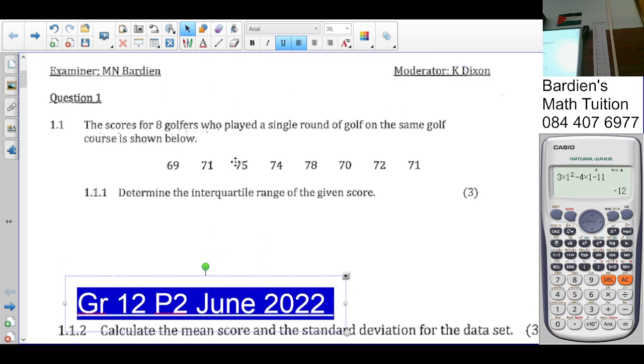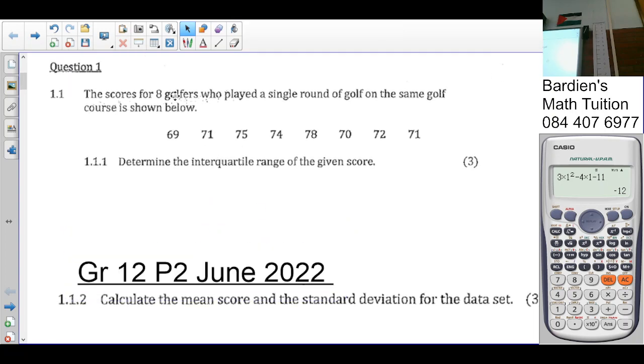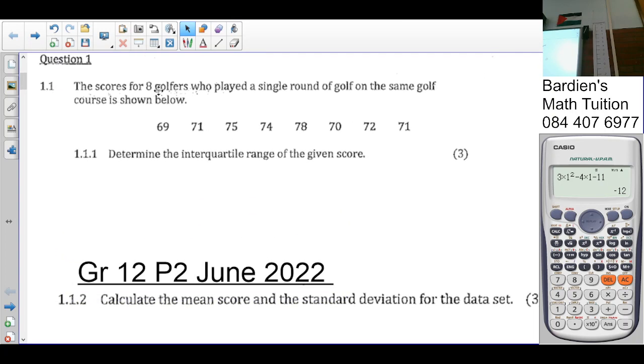So the first question. We are told in number 1.1 the scores of 8 golfers who played a single round of golf on the same golf course are shown below. The question says, determine the interquartile range of the given data. For the interquartile range, we know it is going to be Q3 minus Q1. Well, that's for the semi-interquartile range, I would divide by 2.